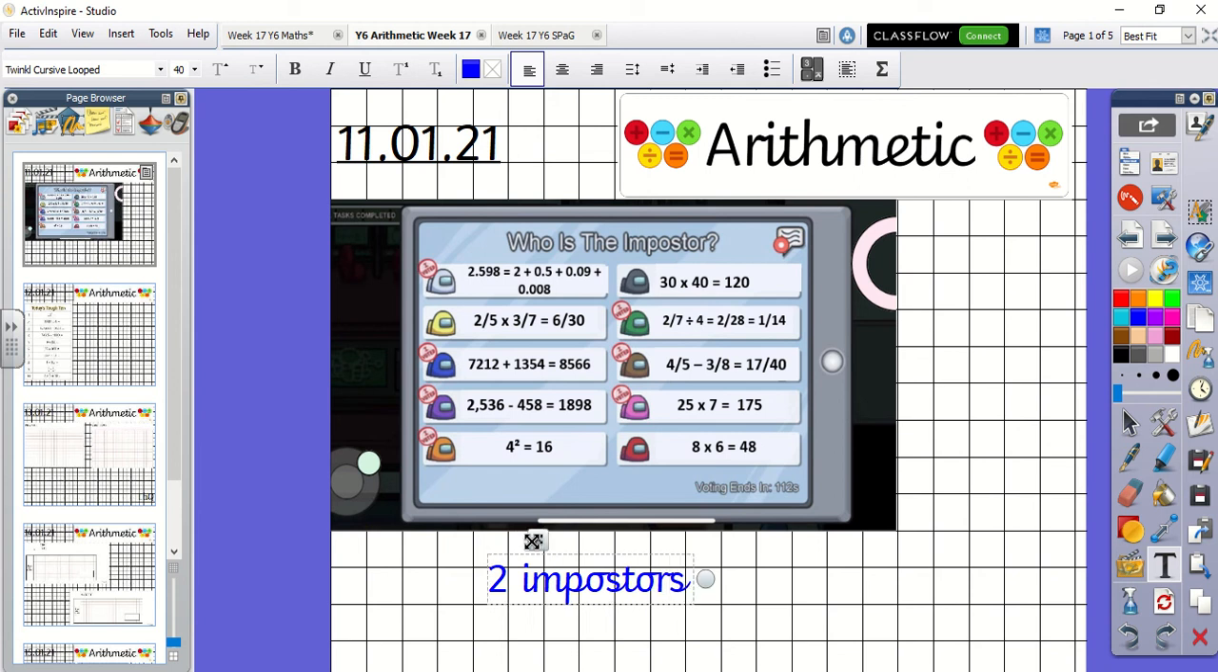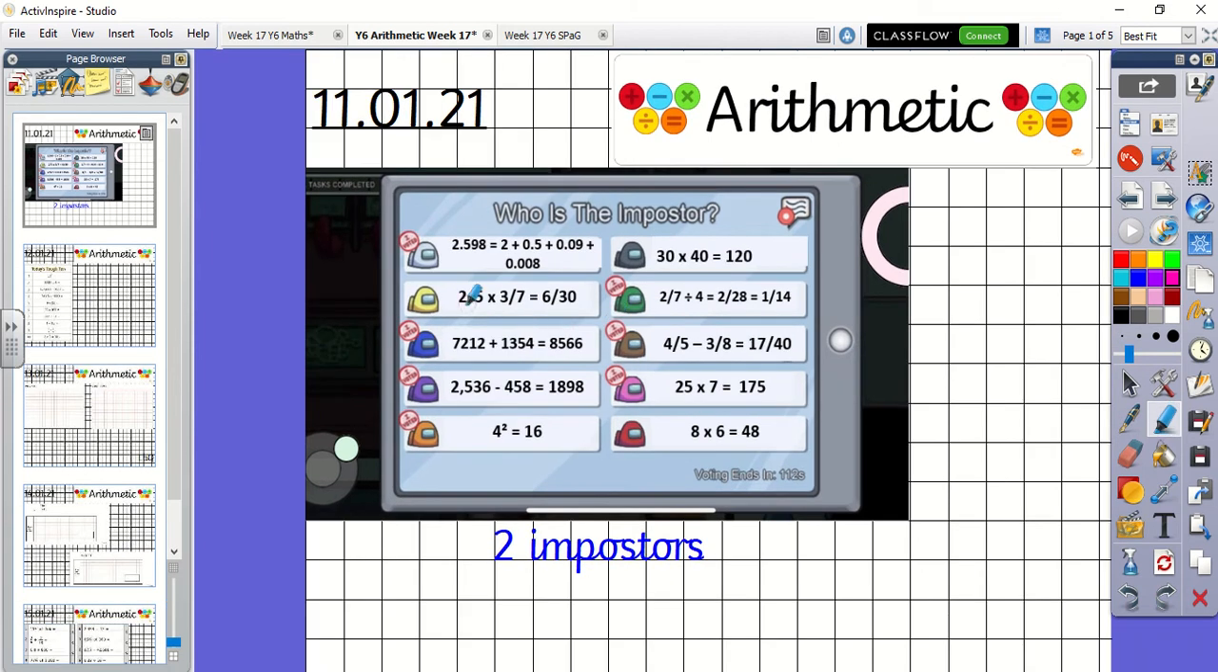Okay, so you need to go through all of those individual calculations, and you need to work out the imposter. Okay, so just to remind you, especially on this one, and there is one more, this one, and this one. So this is all your fraction work, okay? So where you're multiplying 2 fractions together, where you are dividing a fraction by a whole number, and then when you are subtracting fractions, okay? You should all remember how to do that.